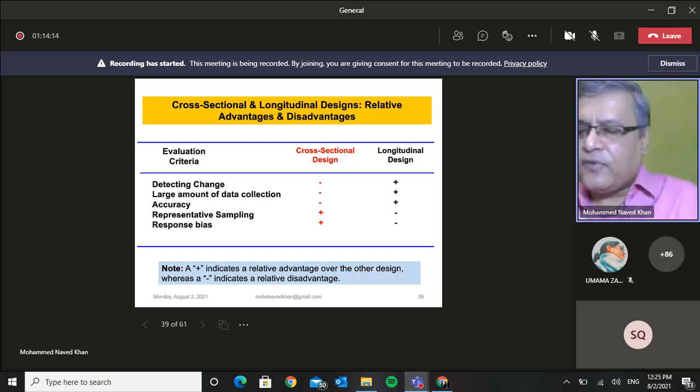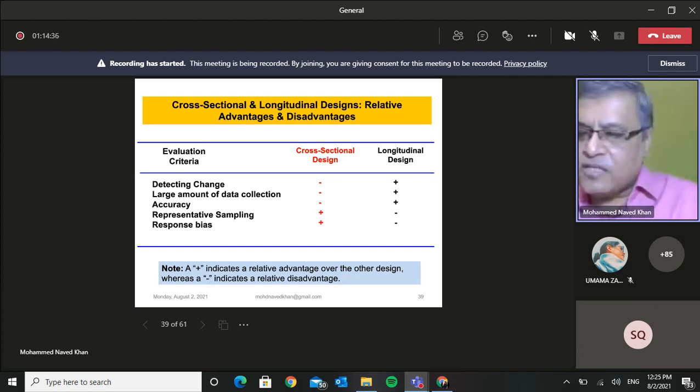It is said that as far as representativeness of the sample is concerned, cross-sectional designs are more representative. See that here we have a plus sign, a positive sign. So cross-sectional designs, let me repeat, are advantageous from the point of view of representativeness of the sample. And of course, longitudinal designs suffer from this limitation.